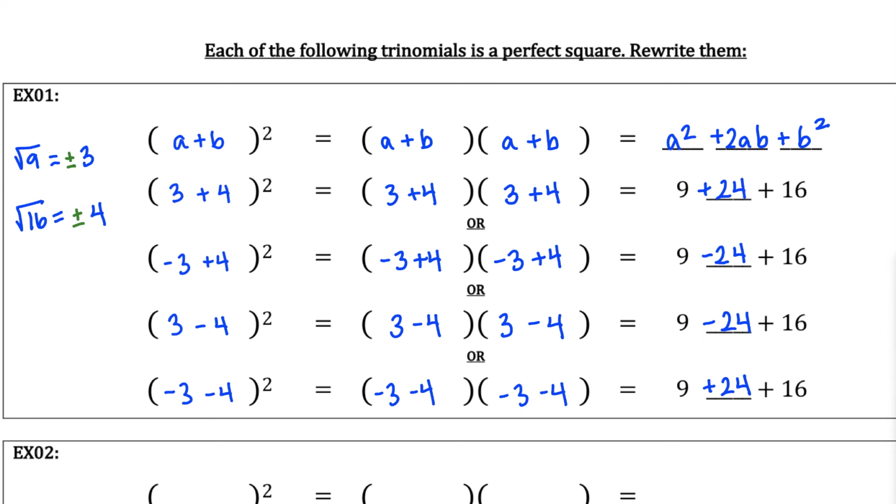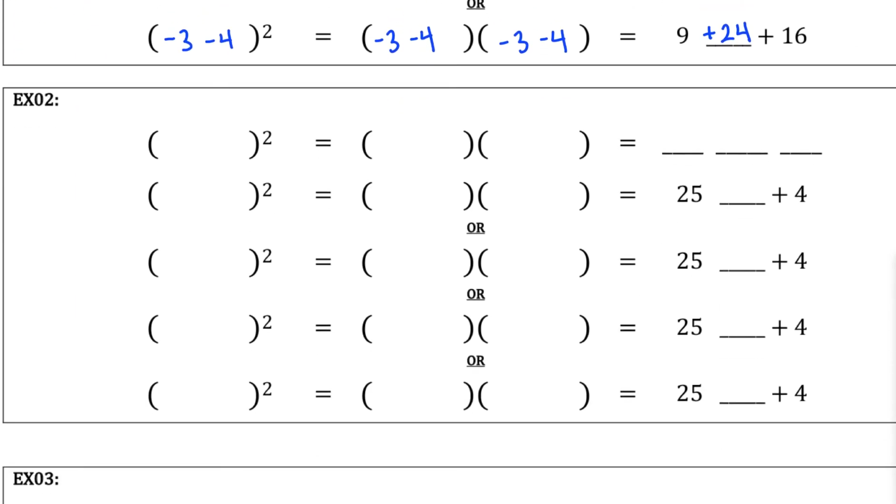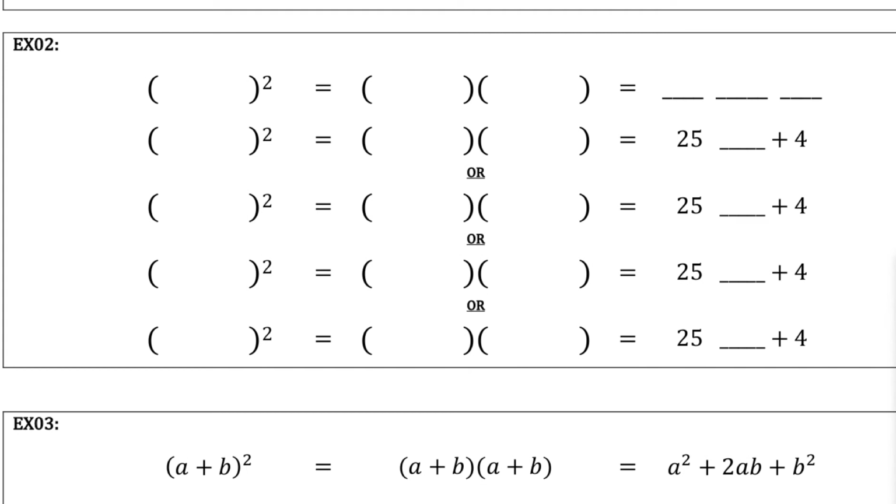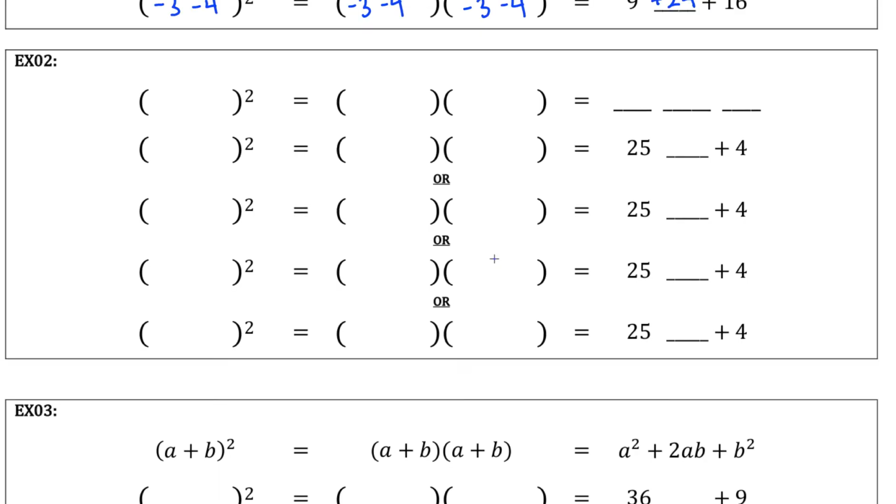Cool. Not too bad. Let's go ahead and do the next couple of problems. All right, so (a + b)² is equivalent to (a + b) times (a + b), which will give me a² + 2ab + b².